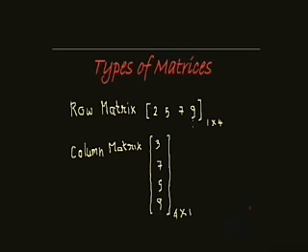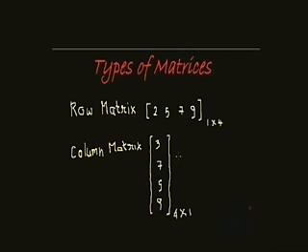And how many columns are there? 1, 2, 3, 4. So the order of the matrix will be row cross column, 1 cross 4. Cross can be replaced by "by" as well. So 1 by 4 or 1 cross 4 is the order of the row matrix given. The number of columns can change, but the row will always be 1 for a row matrix.